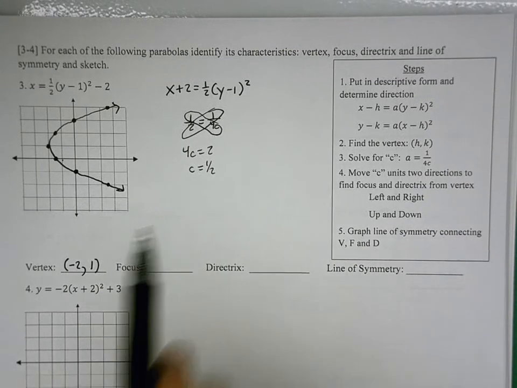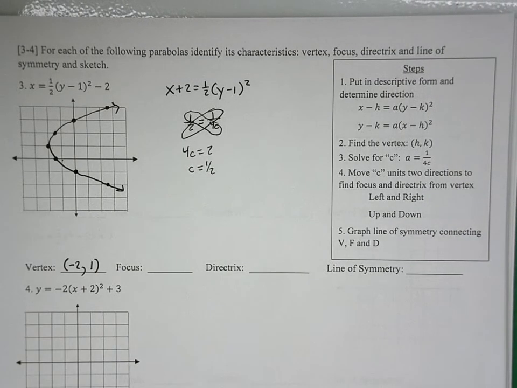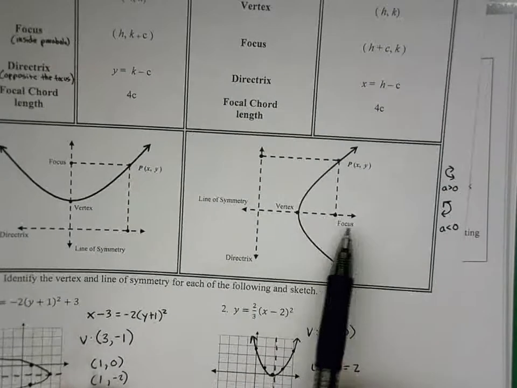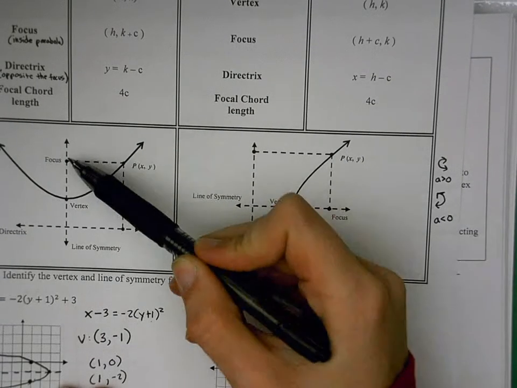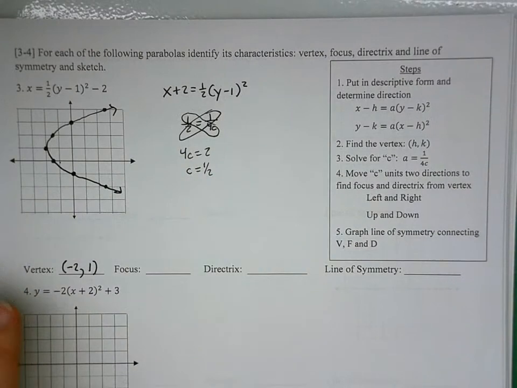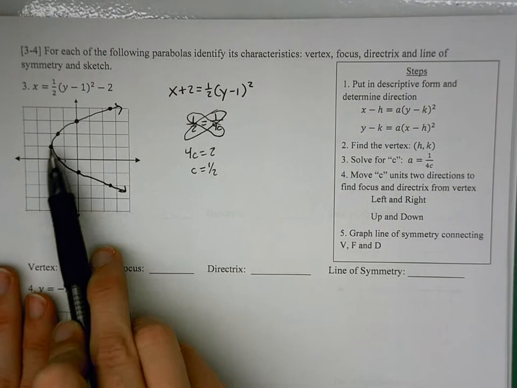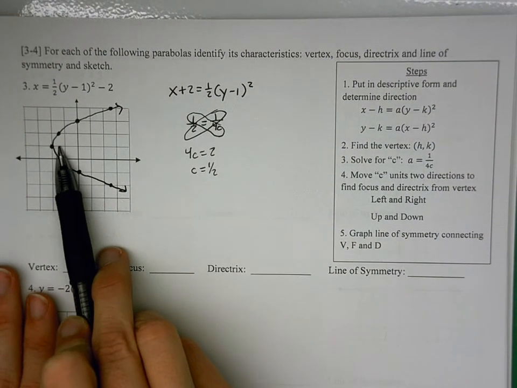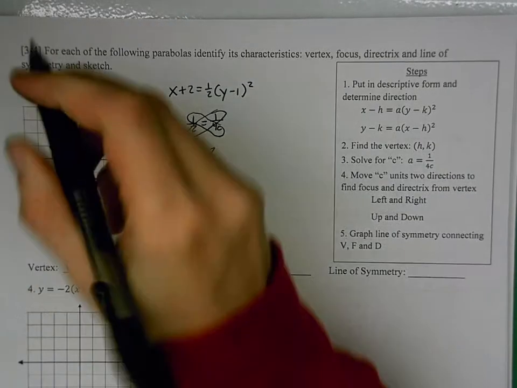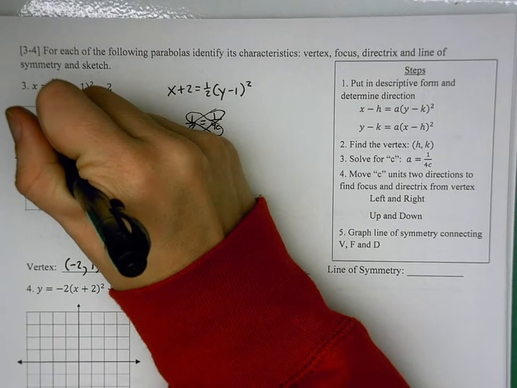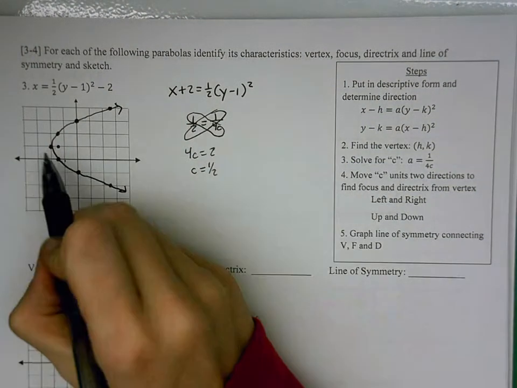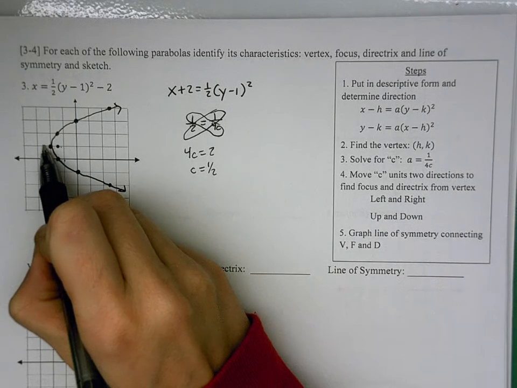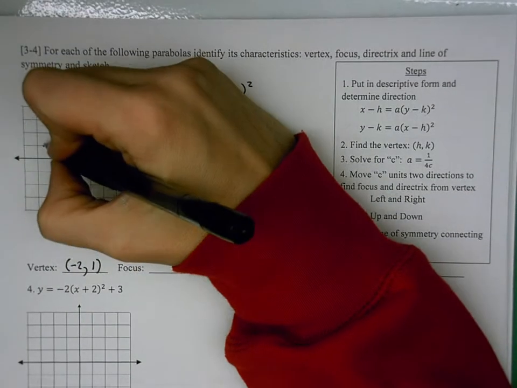Okay? Remembering from our picture earlier here, our focus is always inside of the parabola. Focus is inside of the parabola. And so in this case, I'm going to be going 1/2 from my vertex inside of my parabola. And so my focus is going to be right here. My directrix is always opposite of my focus. So since my focus went that way, my directrix is going to go 1/2 this way. And the directrix is a line.